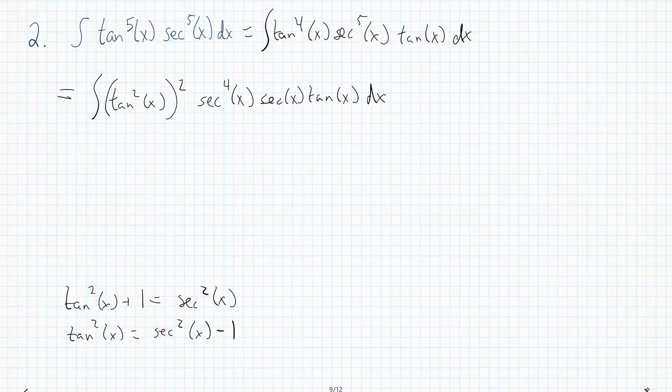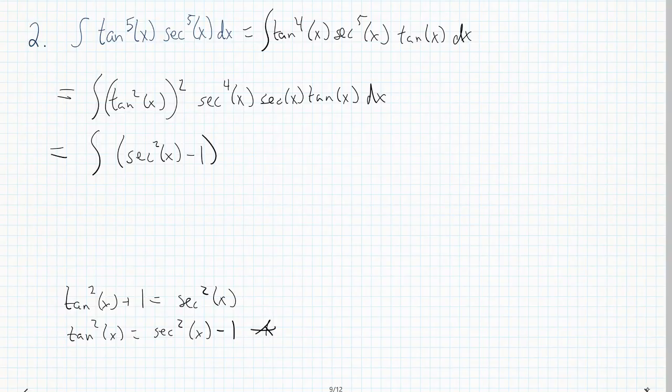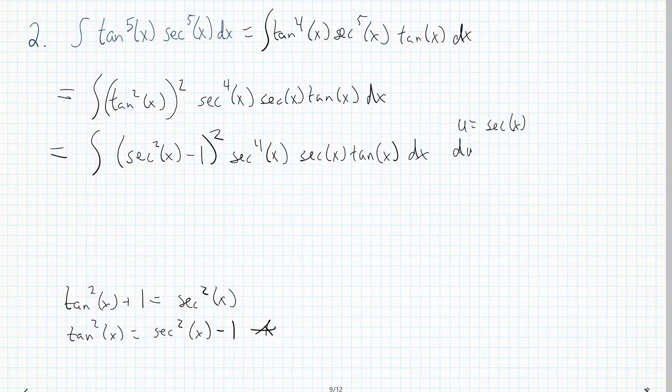Okay, so tangent squared, we just mentioned using this identity right here. We have this is secant squared x minus 1 squared, secant to the fourth x, and then we have a secant x tangent x dx. So notice at this point you can say u equals secant x, du equals secant x tangent x dx.